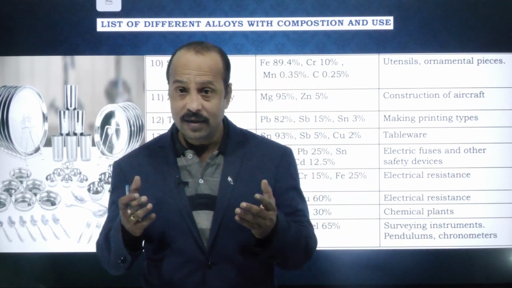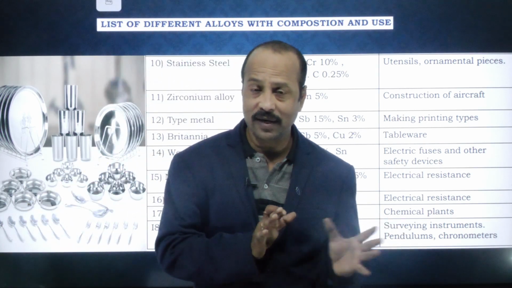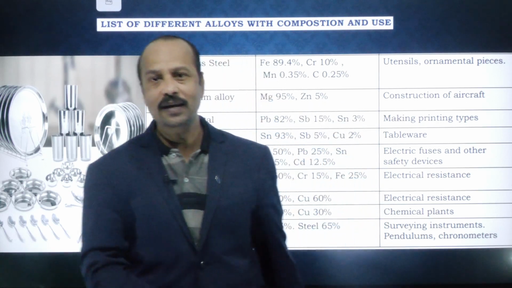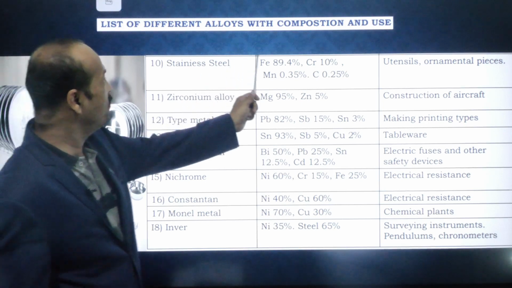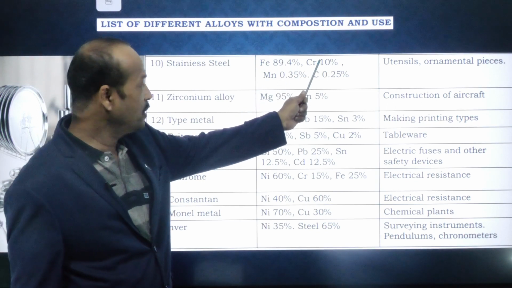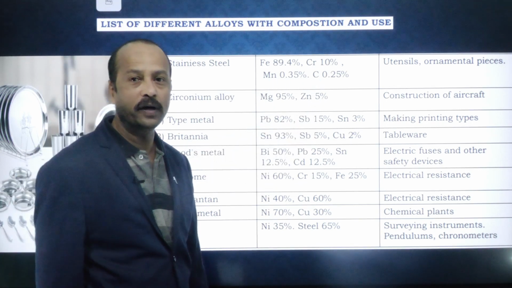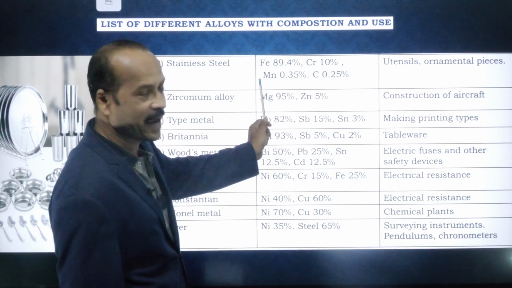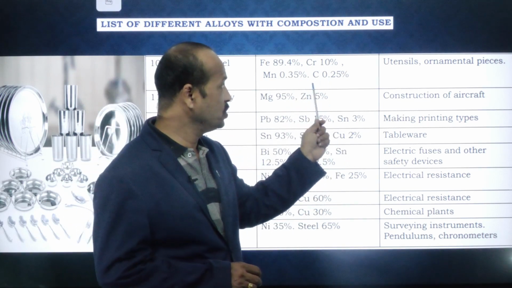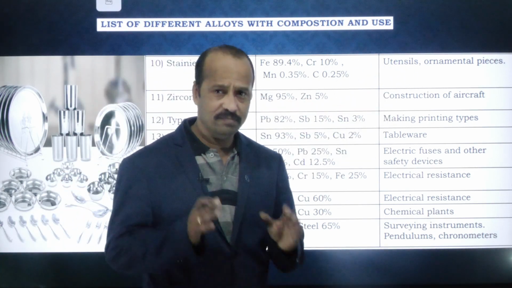But in stainless steel, it mostly consists of iron only. Normally if something is made only of iron, it gets rust, but here it does not get rust because it's alloyed, mixed with some other metals. You can see stainless steel here: 89% iron, Fe means iron. Cr means chromium, 10% chromium, 0.35% manganese, and of course one non-metal is also there, carbon, 0.25%. So three metals are there, iron, chromium, manganese, along with a small amount of non-metal, carbon. This is called stainless steel and it is mainly used for utensils, and of course ornamental pieces, but mainly it is used for utensils.